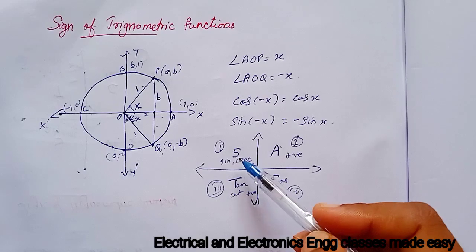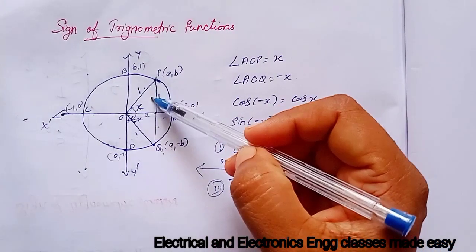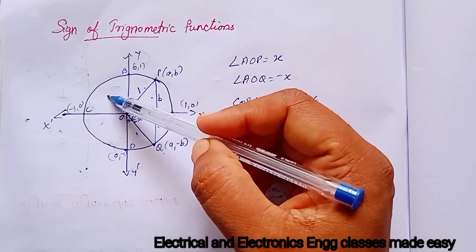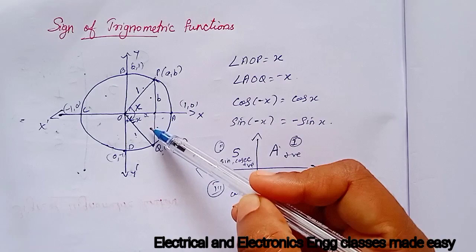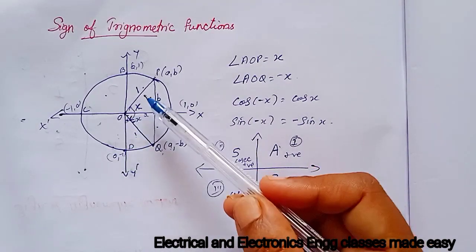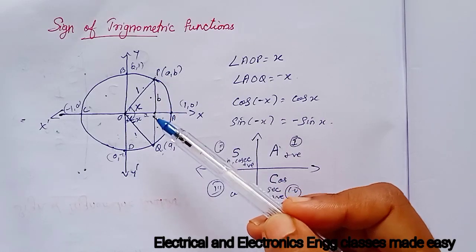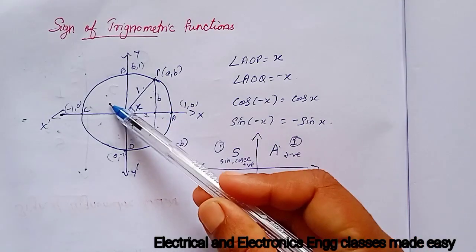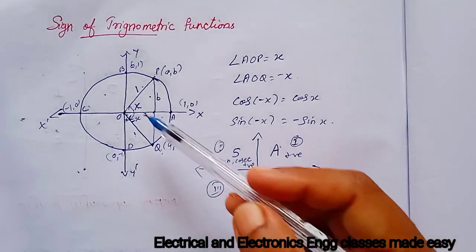So sine x is positive in the first and second quadrants and negative in the third and fourth quadrants. Then cos is positive in the first and fourth quadrants and negative in the other quadrants. So like this we can define all the functions.